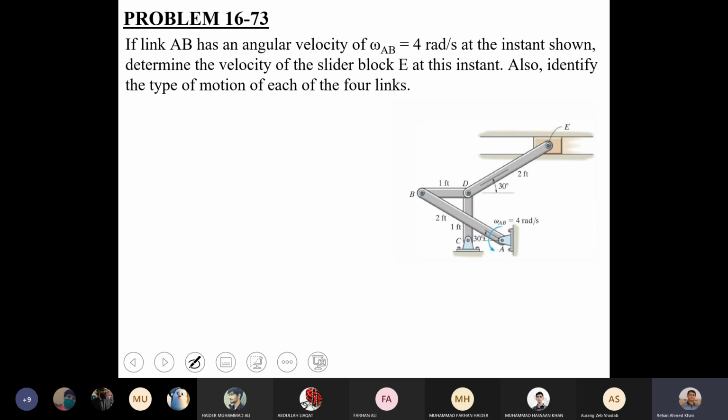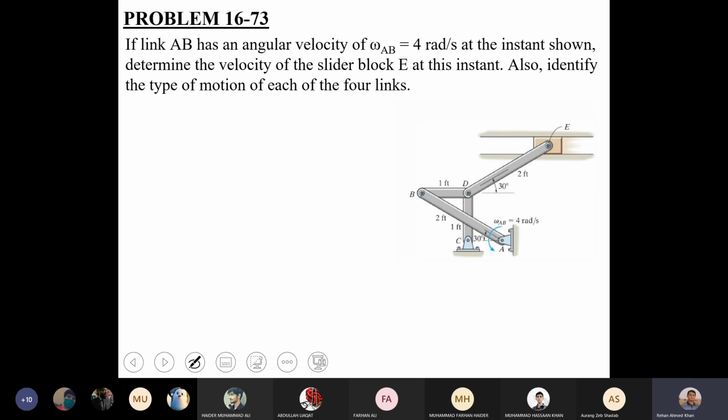The links which are in rotational motion, you are going to apply V equal to omega cross R on those links. Those links which are undergoing general plane motion, you are going to apply the relative velocity equation on those links in order to solve it. So we need to find out at the instant shown what is the velocity of this slider block E.